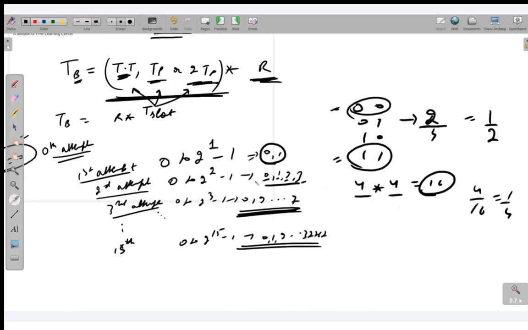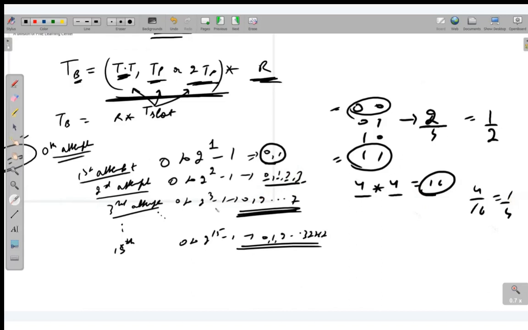In the next case, 0, 1, 2, 3, 4 possibilities. So 4 into 4, that is 16. Total 16 possibilities will be there. Like both take 0, or first takes 0, second takes 1, or first takes 0, second takes 2, and so on. So total 16 choices are there. And how many are favorable, or how many result in collision? 0, 0, 1, 1, 2, 2, 3, 3. So 4 upon 16, that is 1 by 4.